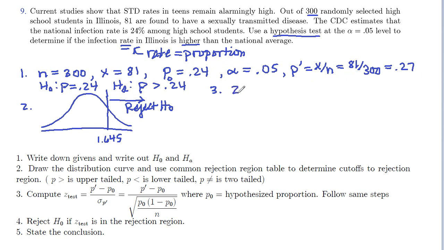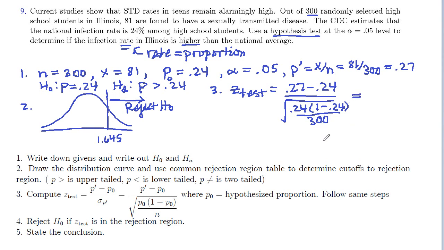So step 3, we're going to calculate our test statistic, the z-test. We are going to do the sample proportion minus the hypothesized value. So that's 0.27 minus 0.24. We're going to divide by the standard deviation of the sampling distribution. So that's the square root of p0 times 1 minus p0 over n. p0 is 0.24. Remember, you assume 0.24 unless proven otherwise. Innocent until proven guilty. So 0.24 times 1 minus 0.24, divided by our n there, 300. You probably want to use a horizontal fraction bar when you enter that in the calculator. So I did that and I got 1.22.